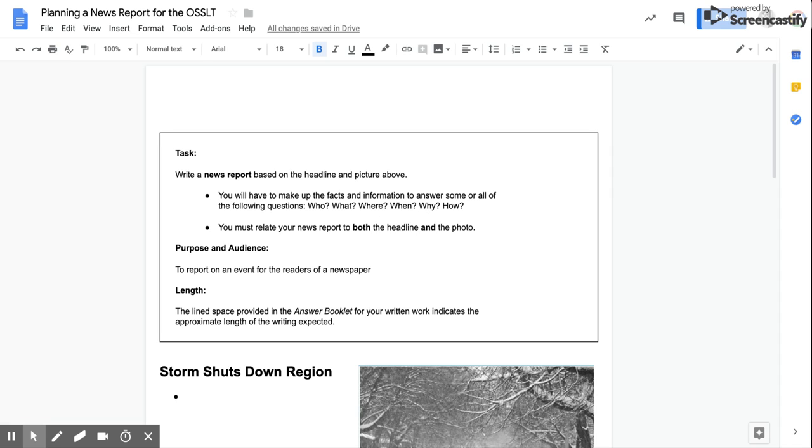Planning for a news report is a really important step. It's going to save you a lot of time in the long run, and it's going to help you to hit all the criteria you need to hit in order to do this task successfully.